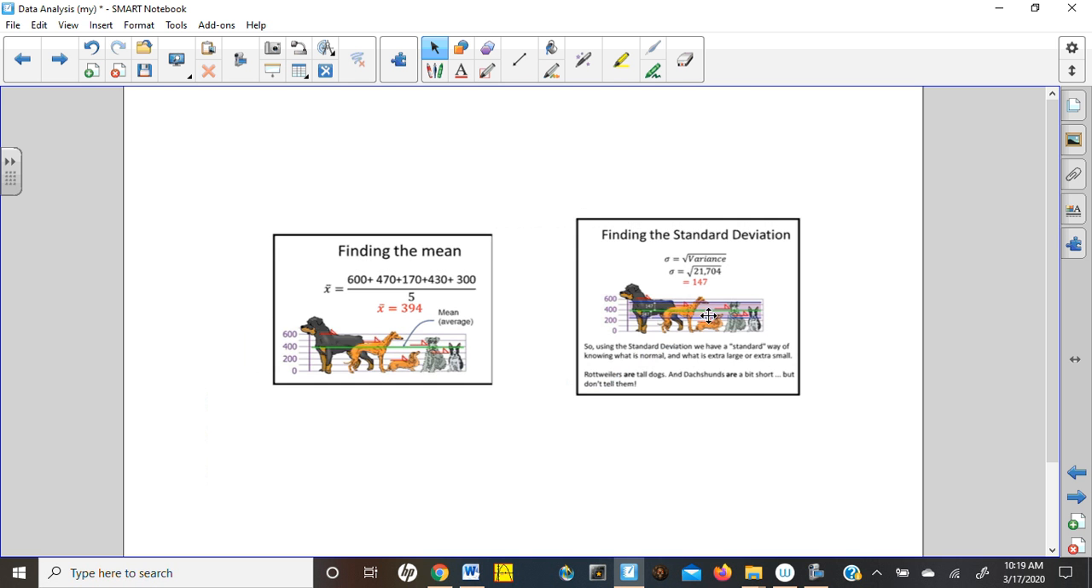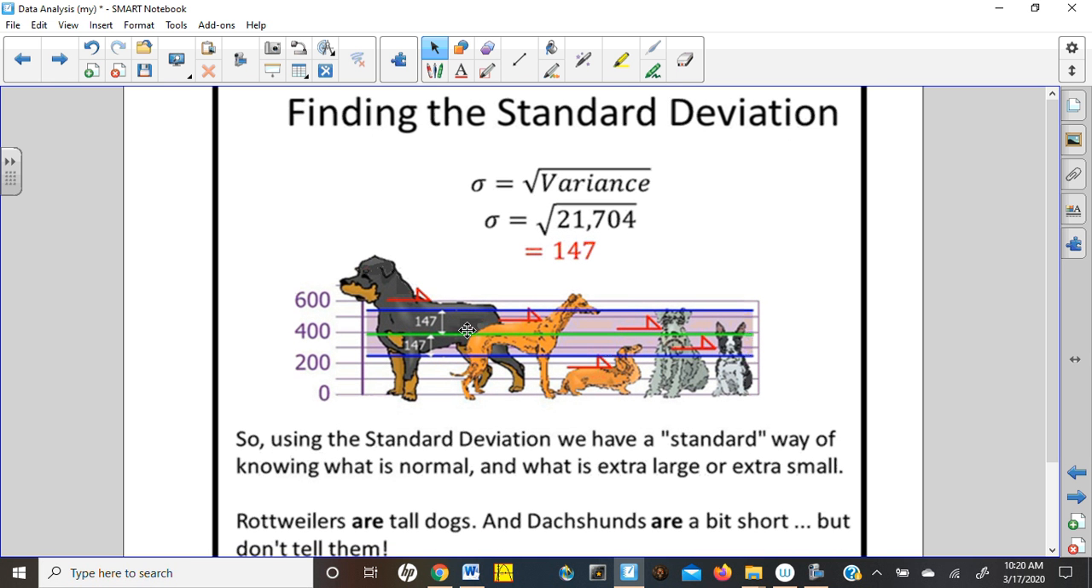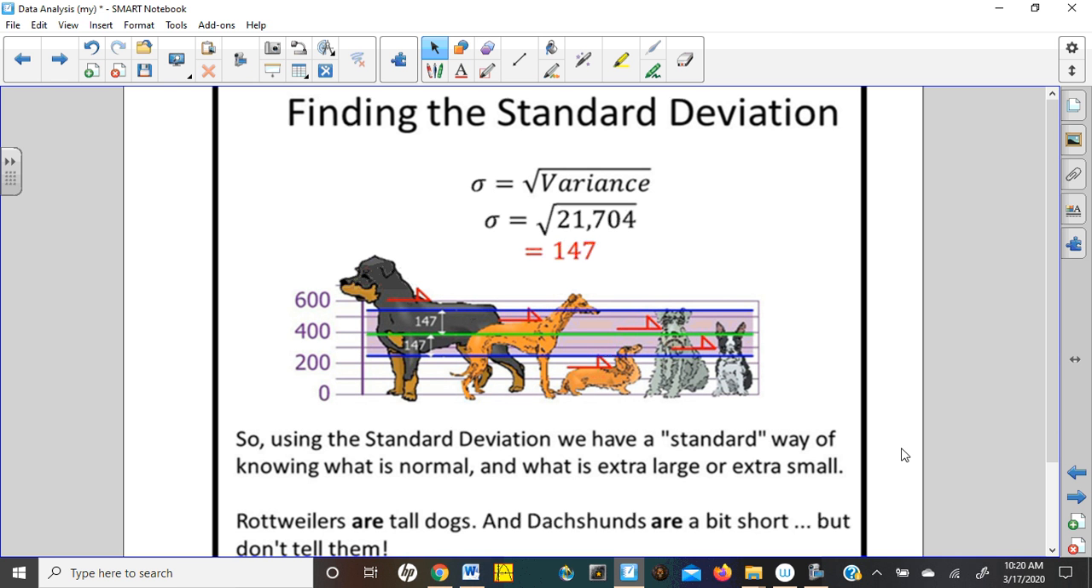On the other hand, when we look at the standard deviation, we're not talking about the center, there's that green line still, but now we're talking about how far away from that center we are. And you can see this blue line right here and this blue line right here. And that's one standard deviation away.